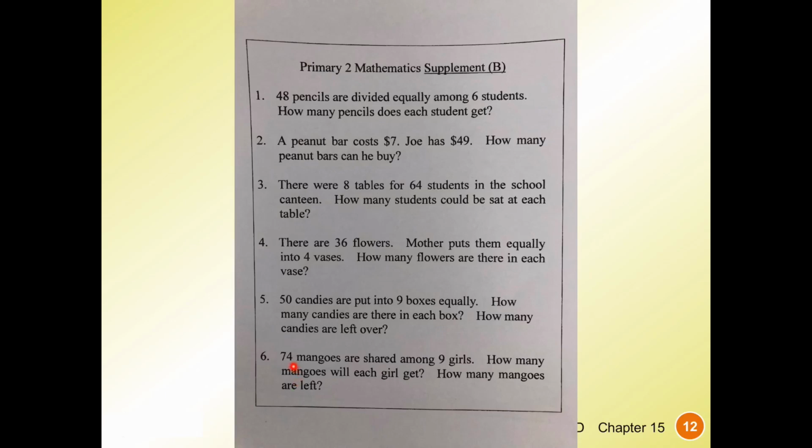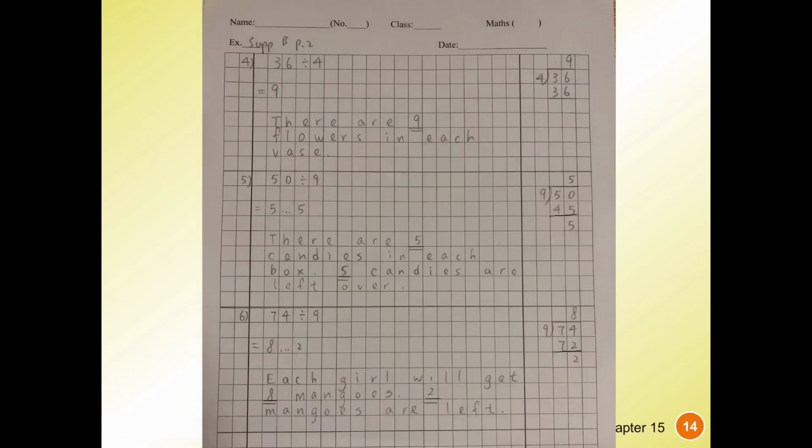Question number 6. 74 mangoes are shared among 9 girls. How many mangoes will each girl get? And how many mangoes are left? So 74 mangoes, 9 girls. 74 divided by 9. 9 times 8 equals 72. 74 minus 72, we have a 2 left. So 8 is our answer. And we have a remainder of 2. So each girl will get 8 mangoes. And 2 mangoes are left.